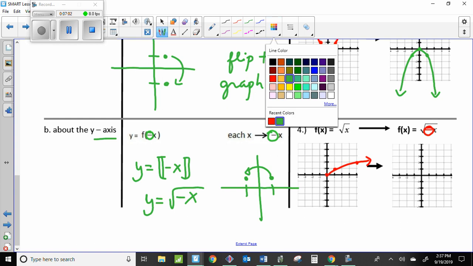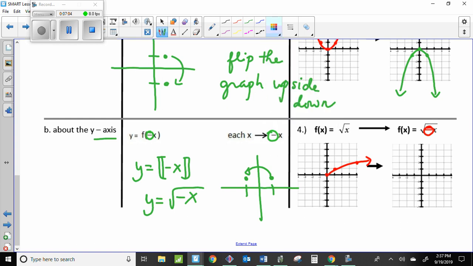So the new graph will not be 0, 0. Then the x are negated. So instead of 1, 1, so this was 1 and 1, now it will be negative 1 and 1. And so is my 4 and 2, it will become negative 4, positive 2. So the graph is reflected about the y-axis. So that's the reflection over the y-axis.